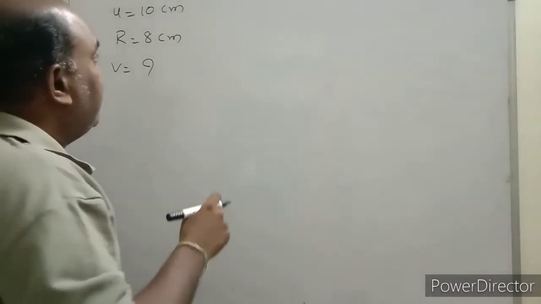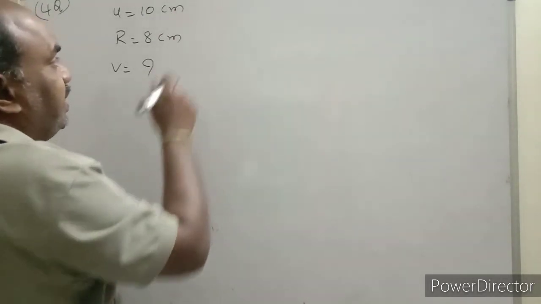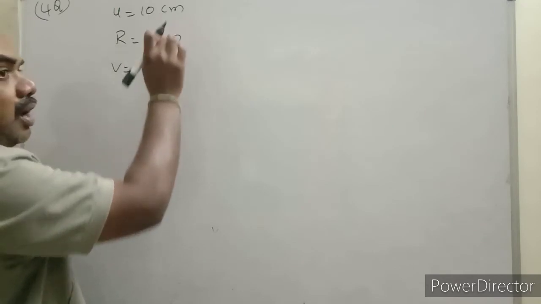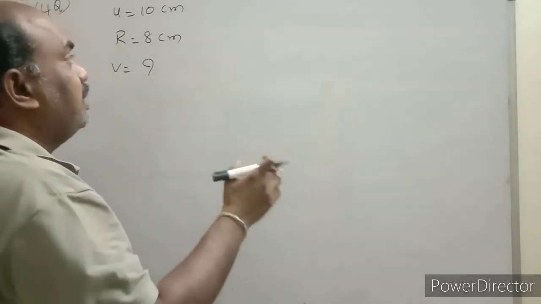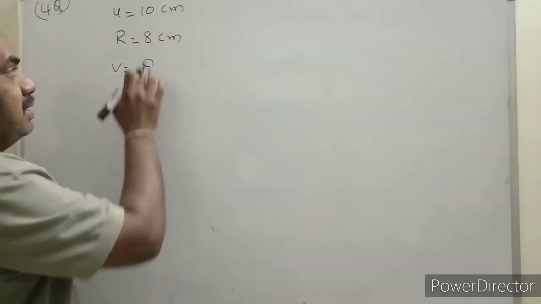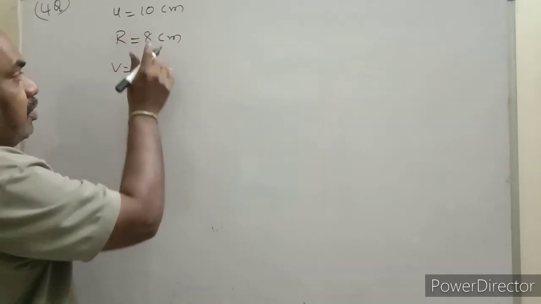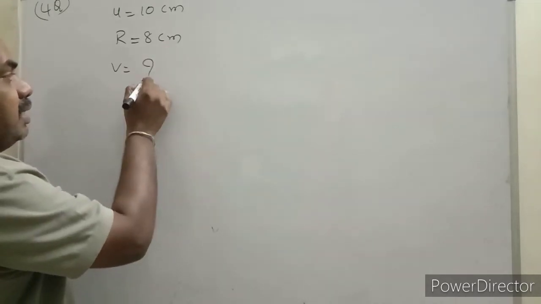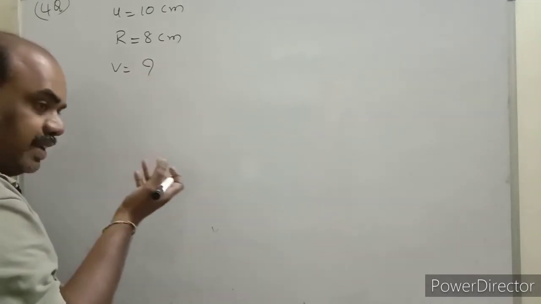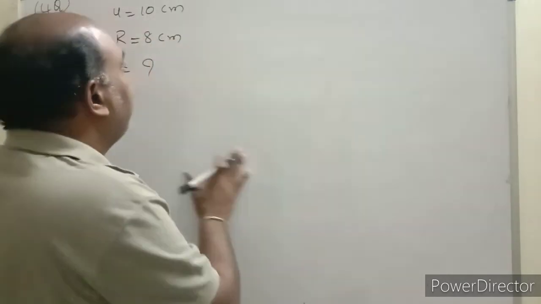Next problem, see children. An object is placed at 10 centimeter in front of a concave mirror on the principal axis, and the radius of curvature of the concave mirror is also given, 8 centimeter. Where is the image formed, and what is the nature of the image? Nature of image they did not ask, that also we will find.